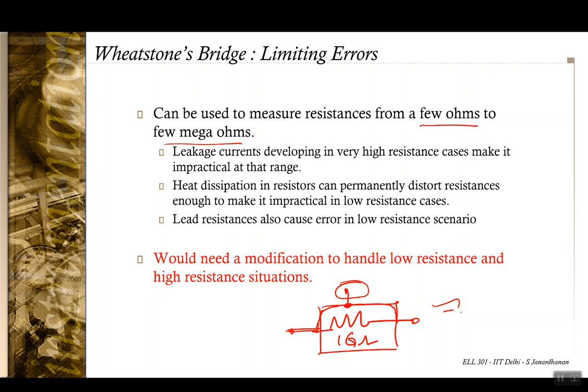At very large resistance, you have leakage currents that go through the insulator and make it impractical to use Wheatstone's bridge. And on the other end of the spectrum, when you have very low resistances, you will have high currents, and that can cause heating effects and distort the resistance in the low resistance case. So Wheatstone's bridge can't be used for really low resistance applications, and we also saw that lead resistance in the low resistance scenario is another cause of error. So we would need significant modification to handle low resistance and high resistance situations.